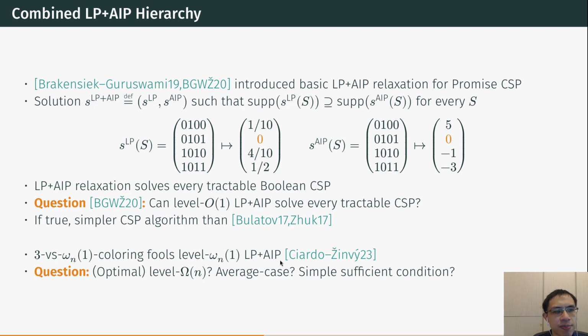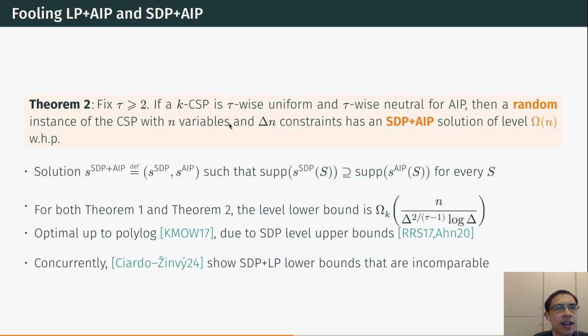The only lower bound is by Ciardo and Živný, a super constant level lower bound for approximate graph coloring. So what about a linear level lower bound? What about random instances? Since we are proving a lower bound, why don't we consider the strongest hierarchy, SDP plus AIP? We show that if a CSP is tilewise uniform and tilewise neutral for AIP, then random instances have a linear level lower bound for SDP plus AIP.